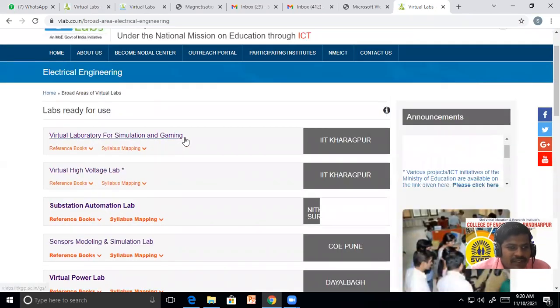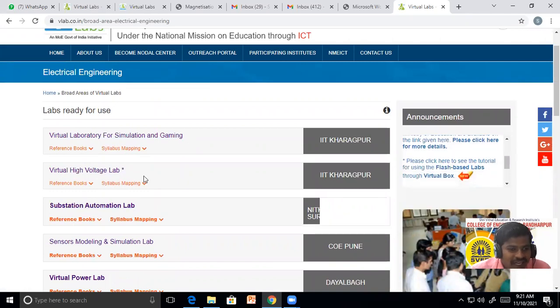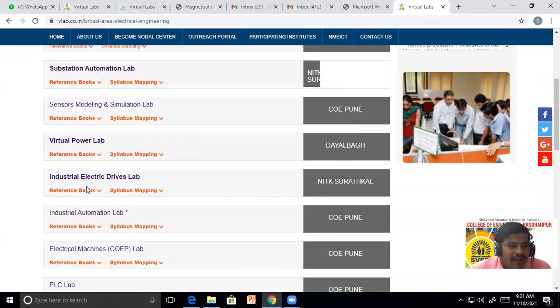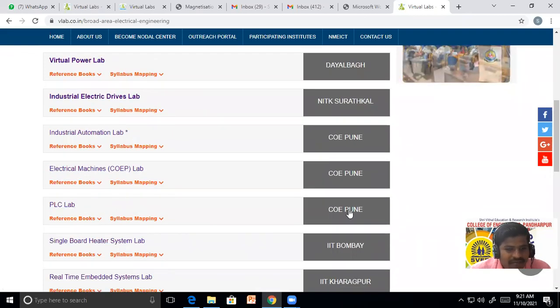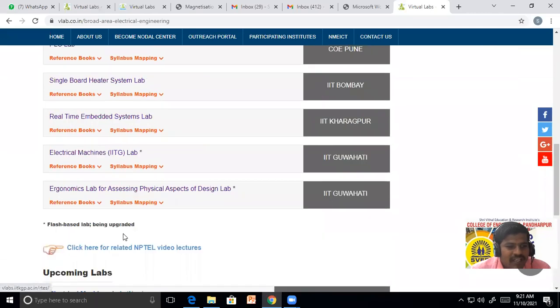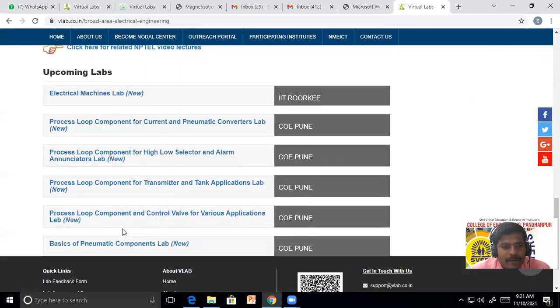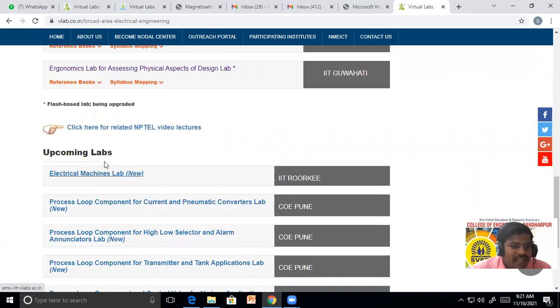See here, laboratory of simulation and gaming, virtual high voltage lab. Similarly, virtual power lab, industrial electric drives lab, electrical machine, the COEP lab, then PLC lab, then single board. So there are different labs. We have taken the electrical machine lab, the upcoming lab of IIT Roorkee. These labs were developed by IIT Roorkee, and the practical can be done on this. Just search it and click on that.